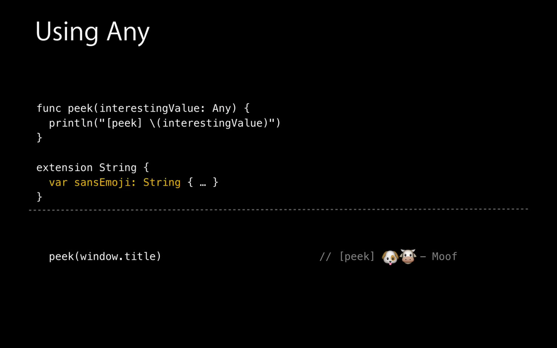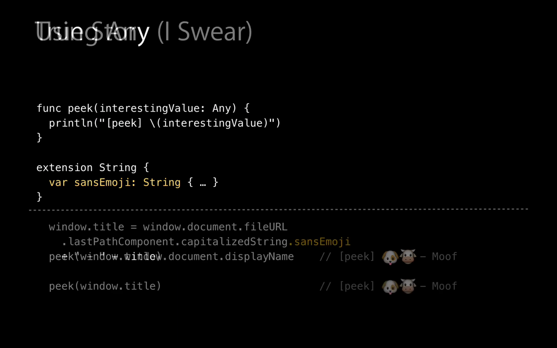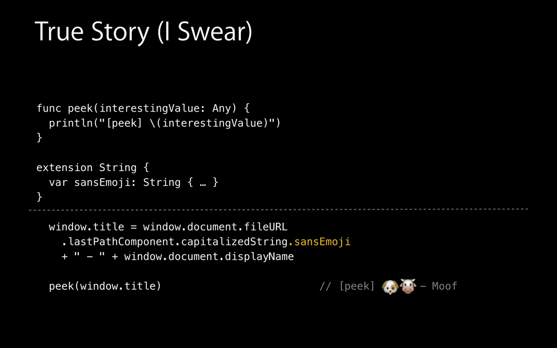See, he had written this fancy extension on string, adding a computed property so he could eliminate these emoji. And he had carefully used this property in his computation of the window title. Krusty scratched his head and thought about his next move. He figured, what I really need to do is see if the offending characters are there in the original string. So I'm going to peek at that sub-expression.